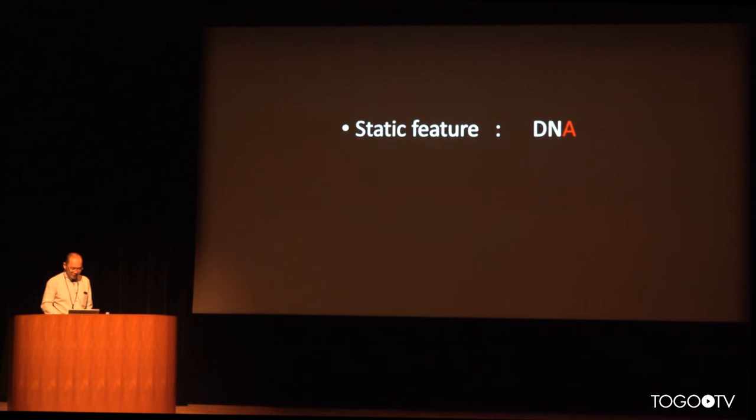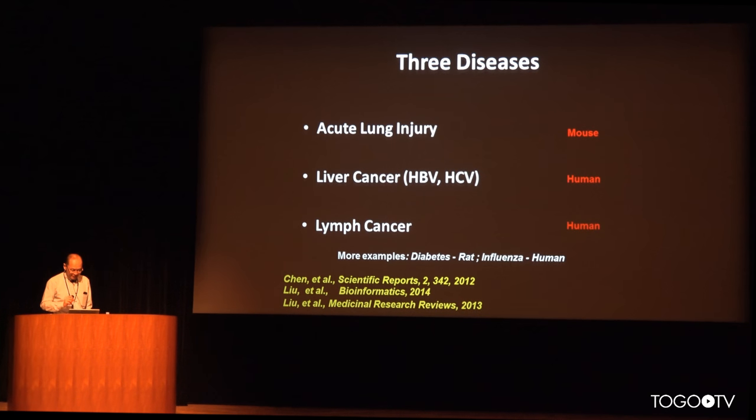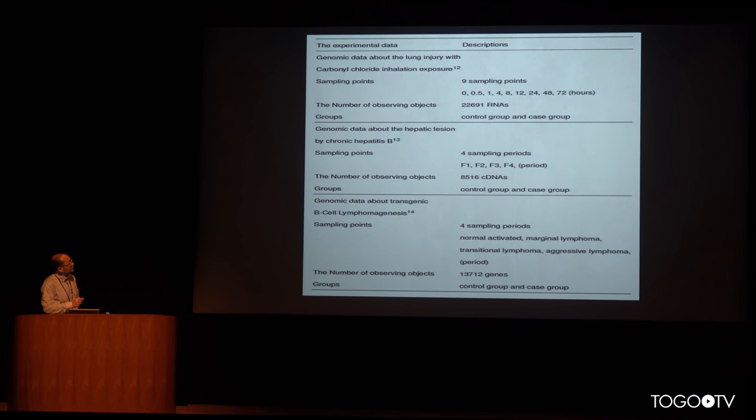Next, we are going to apply this theory to a few experimental datasets. The first one is lung injury. For this case, we have nine sampling time points: zero time point, half hour, 1 hour, up to 72 hours. This is for mice. All the mice are exposed to this poison gas, which is actually released by cars. At each time point, I measure five samples with the 20,000 RNA gene expressions.